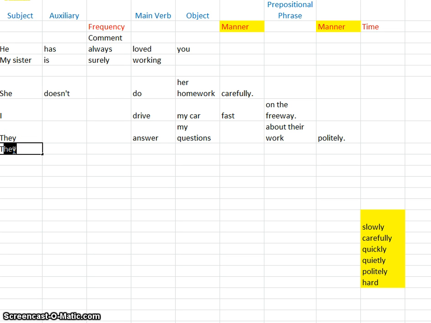Let's do one more example. They have often gone to the store quickly. They have often gone to the store quickly. So we can have both an adverb of frequency in this location and an adverb of manner after the subject, verb, and object. The adverb of frequency goes between the subject and main verb. The adverb of manner goes after the subject, verb, and object.